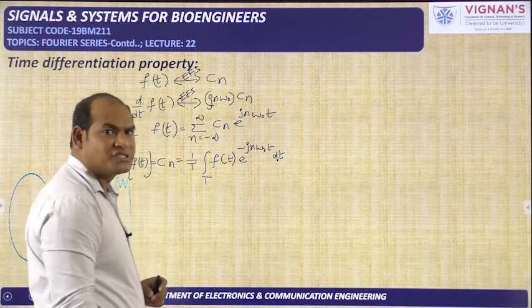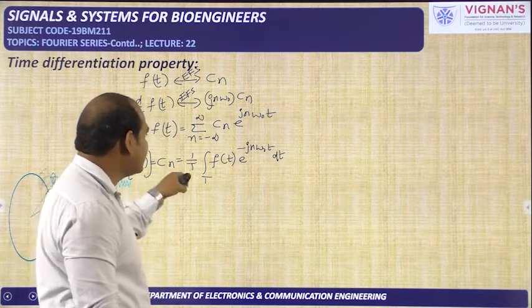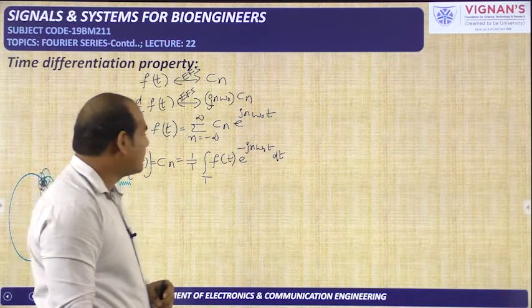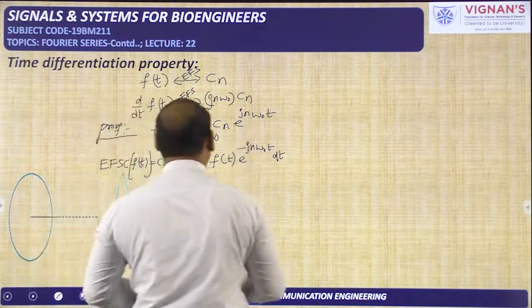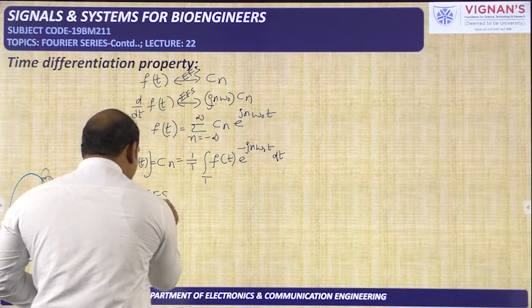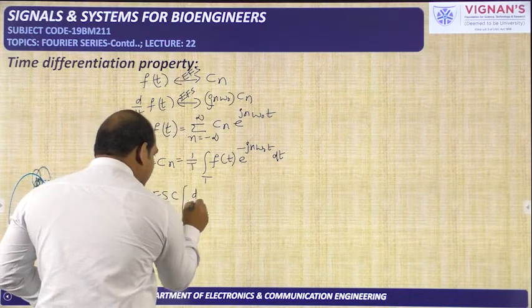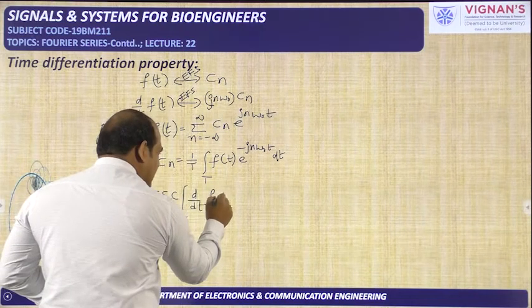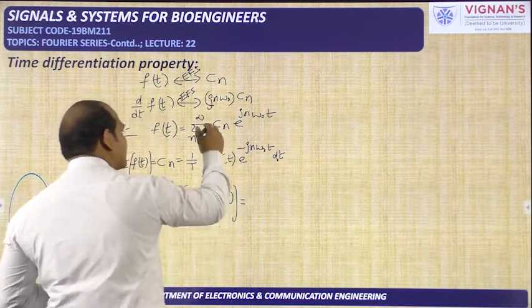The exponential Fourier series coefficient of f of t, that is Cn, is equal to 1 by T integral f of t e power minus j n omega naught t dt. Now we need the exponential Fourier series coefficient of d by dt of f of t. This is the required thing. Up to here, these are the known things.